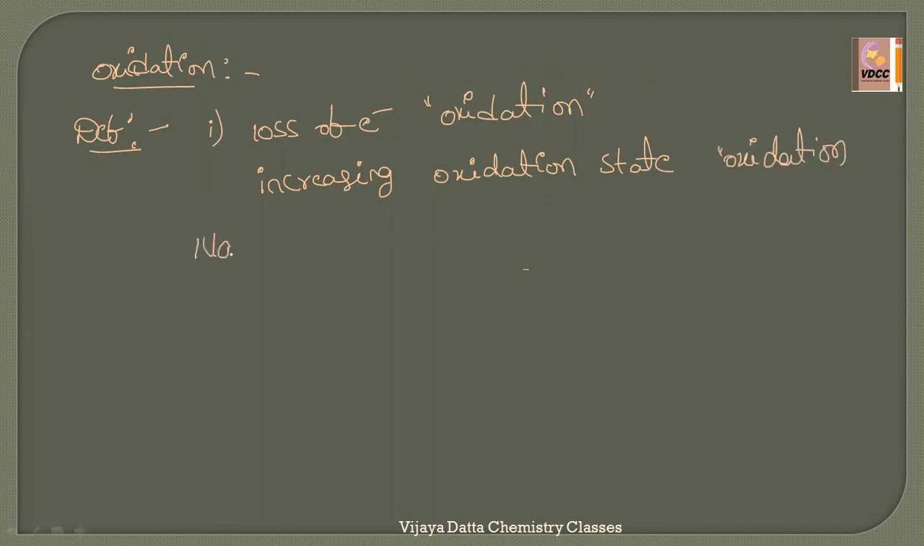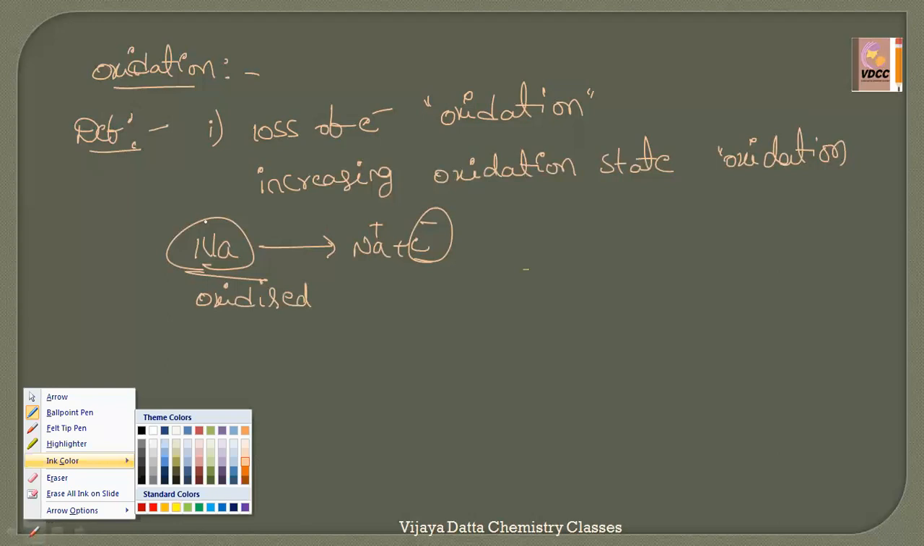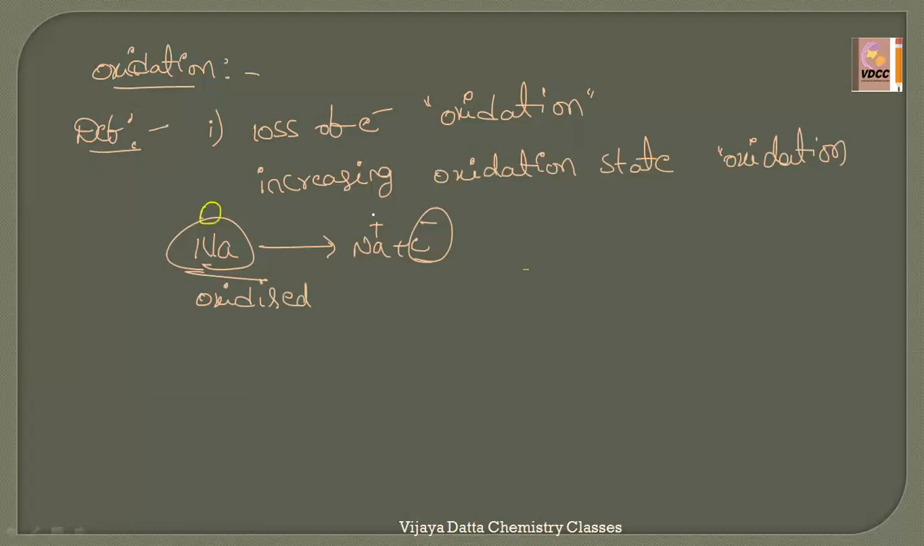Suppose Na gives rise to Na plus and an electron. In terms of electrons, sodium loses one electron, so sodium gets oxidized. In terms of oxidation states also we can tell: sodium is in elementary state, so its oxidation state is 0. But in the product side it is showing +1 oxidation state, so 0 to +1 is an increasing oxidation state, so it is said to be oxidation.